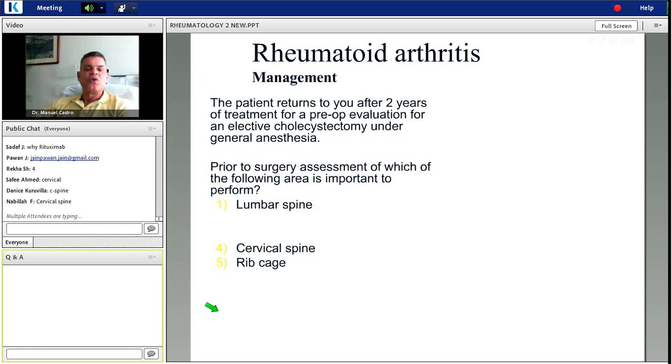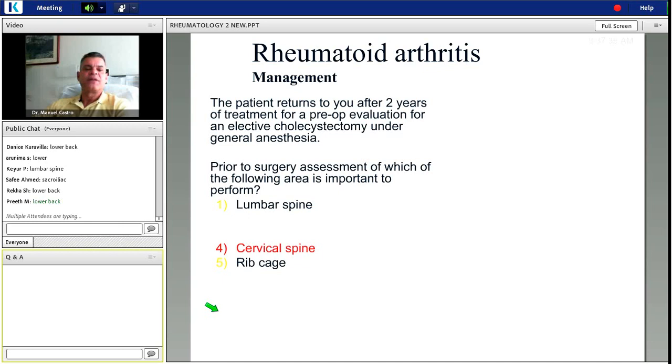So what happens with the cervical spine? Let me just ask you a couple of things. What area of the spine is usually not affected by rheumatoid arthritis? The lower back, absolutely. So the lumbar spine is not going to be affected, but the cervical spine definitely is going to be affected in these patients.